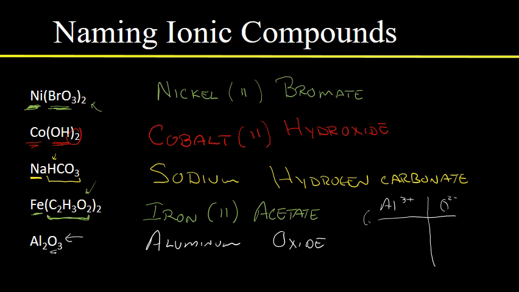So our total positive charge here is going to be 2 times +3, which is +6. And our negative side is going to be 3 times -2, which is -6. All right. So we've got 2 aluminums for +6, 3 oxides for -6, and all of that balances out. All right. But in this case, we don't need to include the charge for oxygen in Roman numerals because oxygen is one of those special cases. So we'll just name that aluminum oxide.